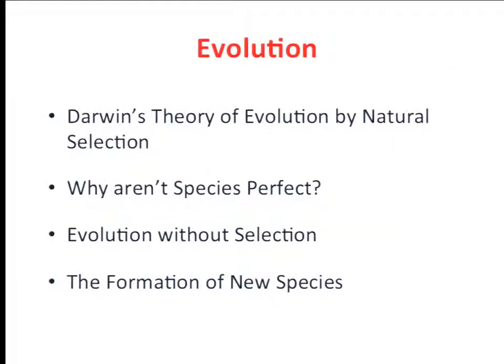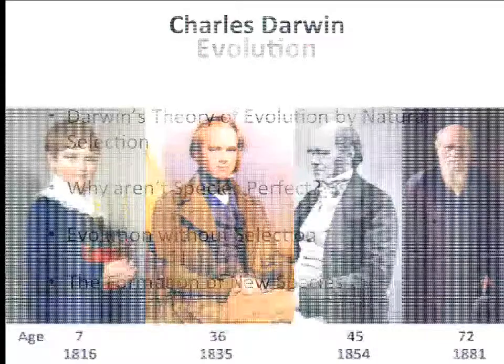So in this lecture, I want to look at first Darwin's theory of evolution by natural selection. I then want to address the question, why aren't species perfect if natural selection is operating? I then want to look at, can you have evolution without selection? That is, is there more than a Darwinian view of evolution? And then at the end, look at definitions of a species and how new species form. I'm not going to spend much time on that, but it seems to be important.